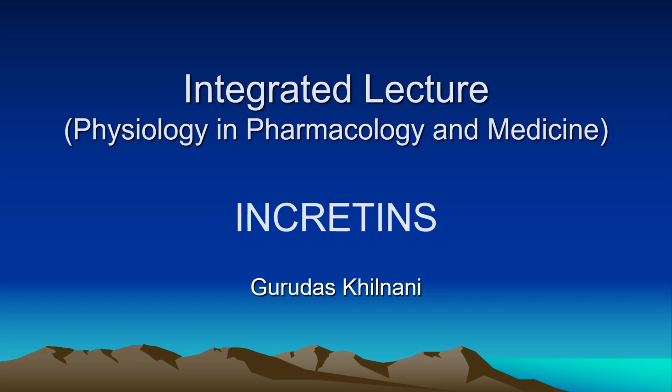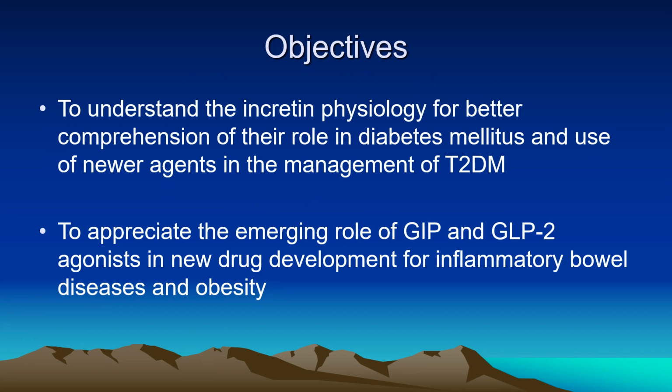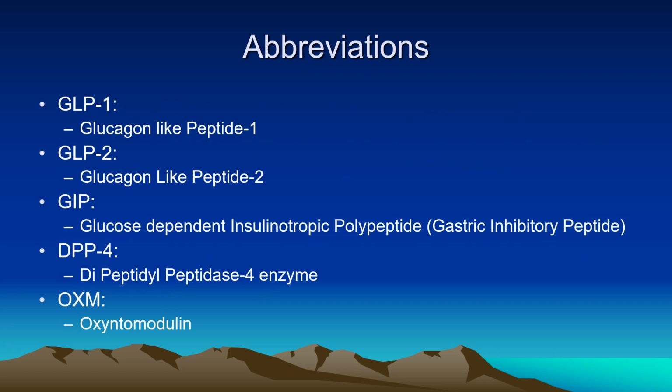This is important for the postgraduates of general medicine and pharmacology, and the objectives of the discussion are to understand the incretin physiology for better comprehension of their role in diabetes mellitus and use of newer agents in the management of type 2 diabetes, and to appreciate the emerging role of GIP and GLP-2 agonists in new drug development for inflammatory bowel diseases and obesity.